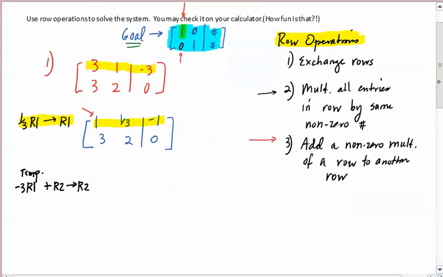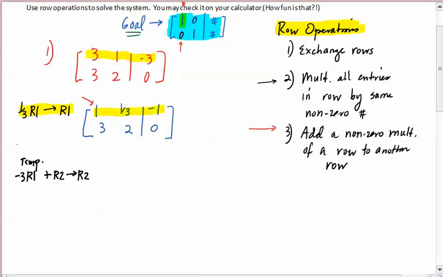Now I'm going to do these steps underneath the instructions that I just wrote, these symbols. I'm going to do it right underneath it. So I'm going to take -3 and multiply it times every entry in row 1. Here we go. -3 times 1 is -3. -3 times a third is -1. -3 times -1 is 3.